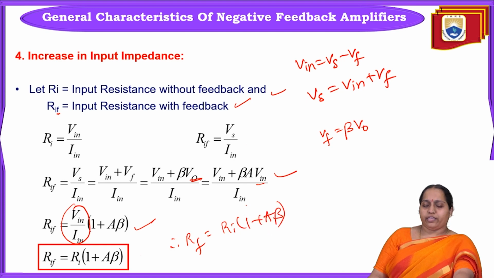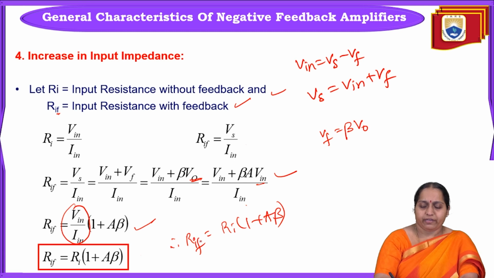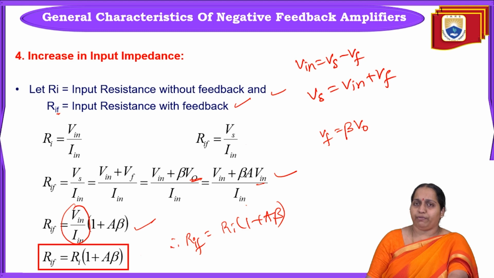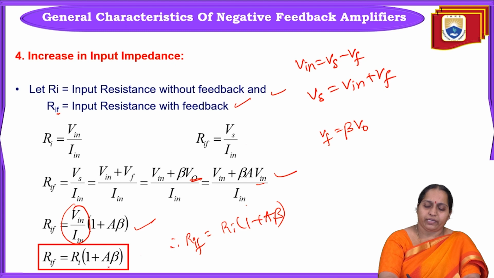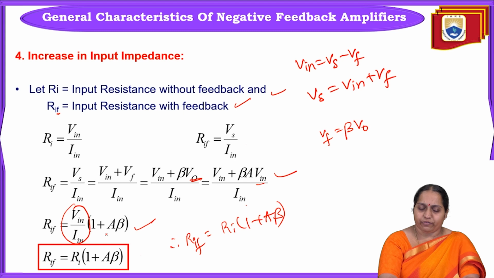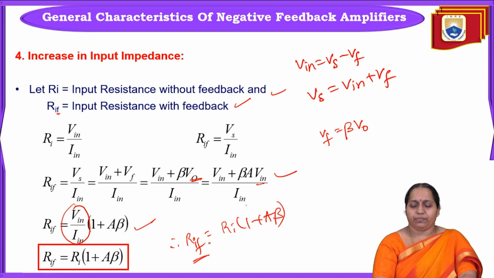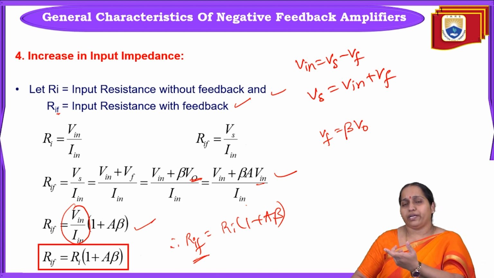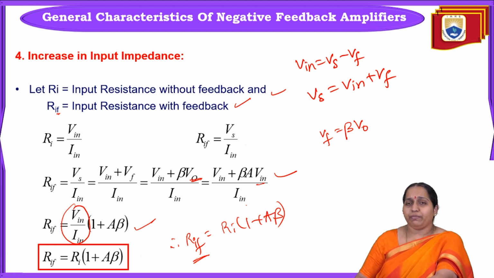So RIF is input impedance with feedback, whereas Ri is input impedance without feedback, and A is gain of the amplifier, beta is gain of the feedback network. As we know that A beta is far greater than 1, so 1 plus A beta is definitely greater than 1. So RIF is equal to Ri into some value greater than 1, means definitely this whole product also will be greater than Ri.